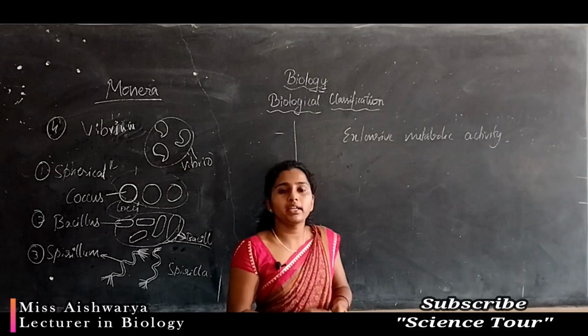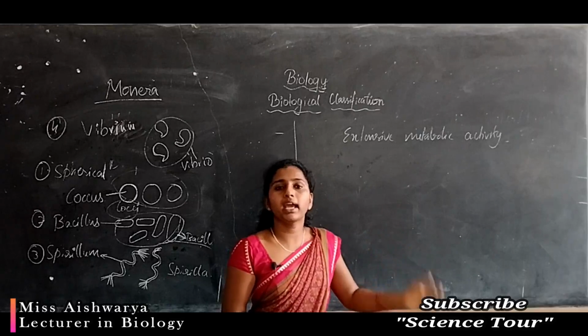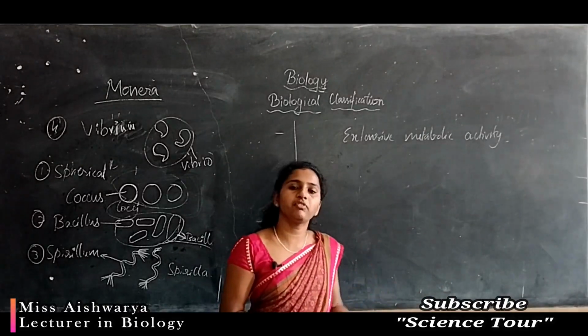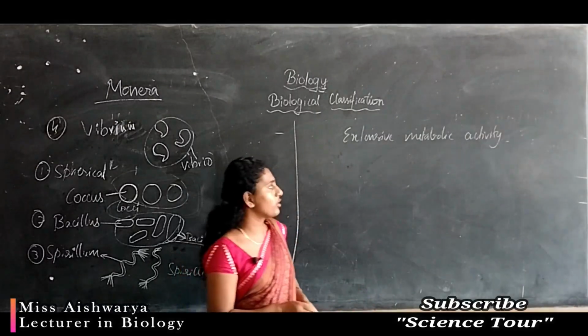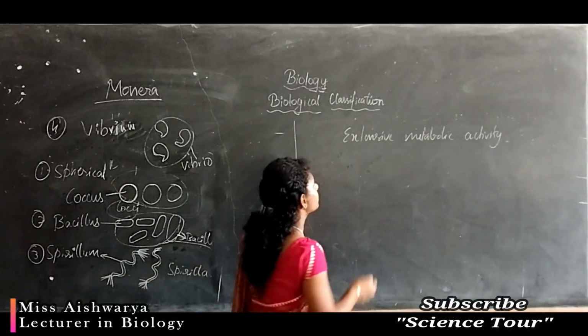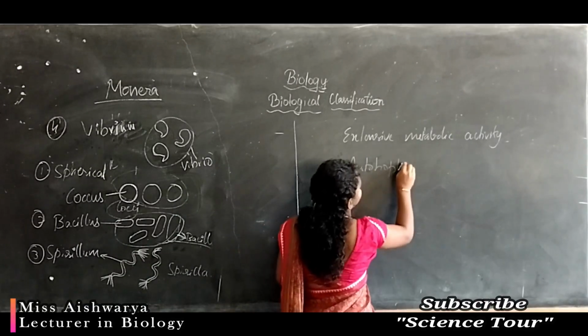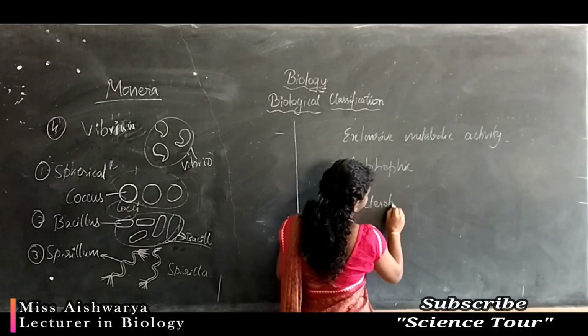That helps to adjust in the particular environmental condition, or that may help the other living beings, it may be for plants or animals, that may be very useful. So based on nutrition you can see 2 types, autotrophic and heterotrophic.